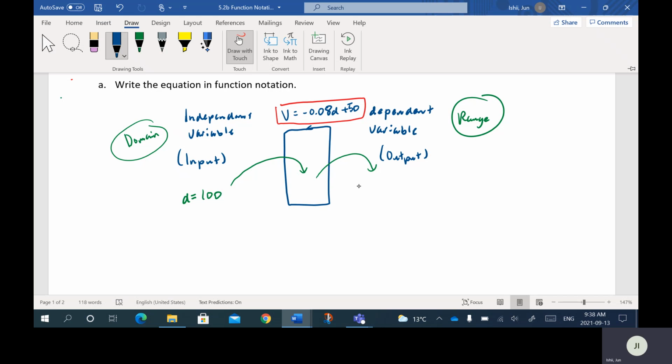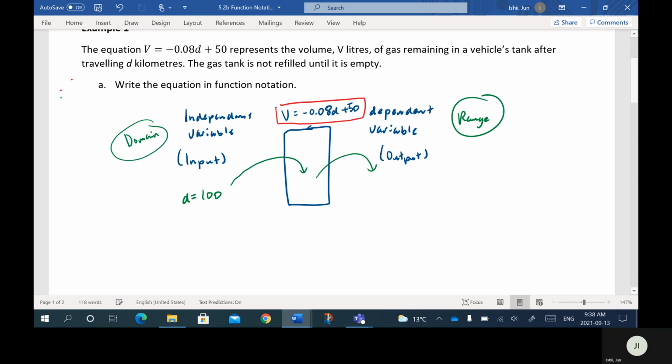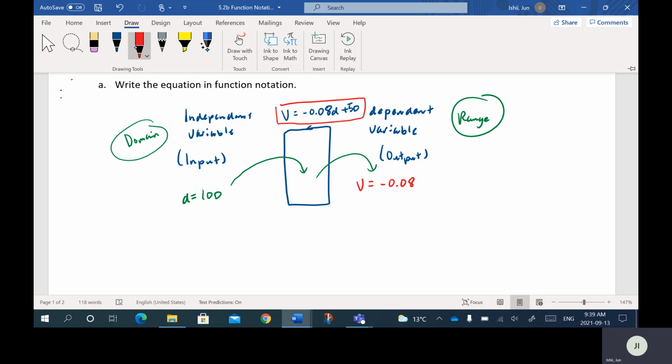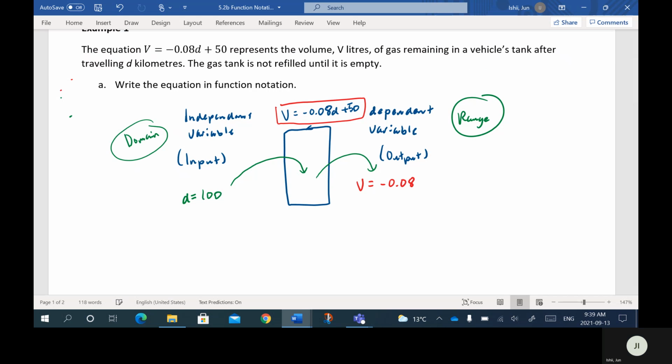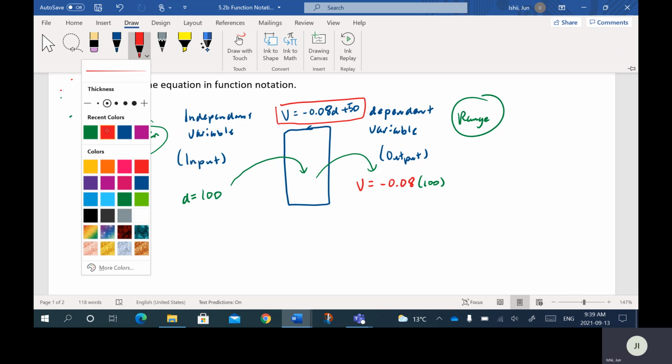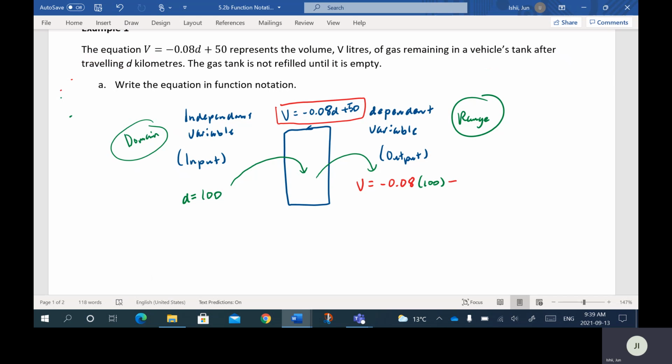All right, so over here, let's go with red. I've got V equals negative 0.08 D plus 50. Then what I'm going to do here is plug in 100 into the variable D, and I'm just going to see what number actually comes out.